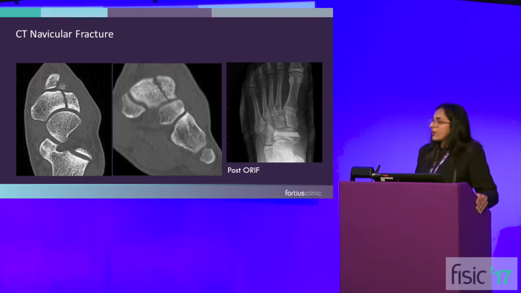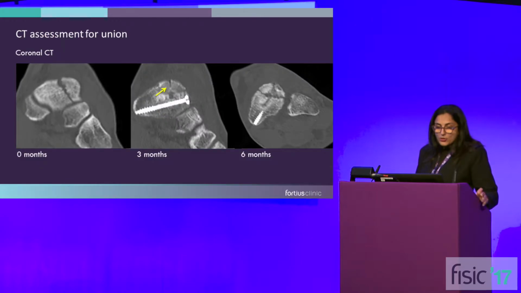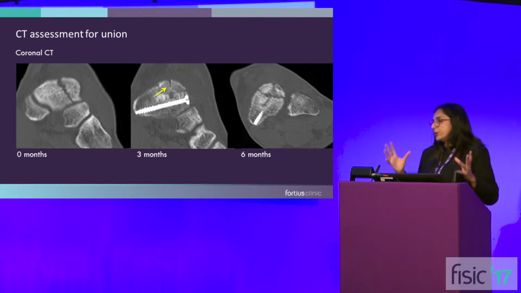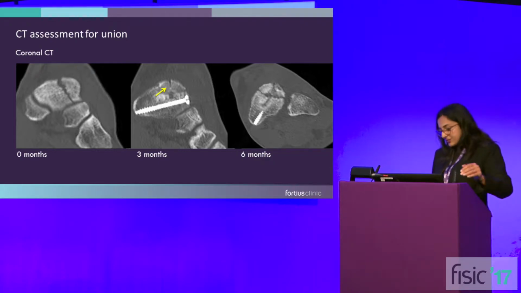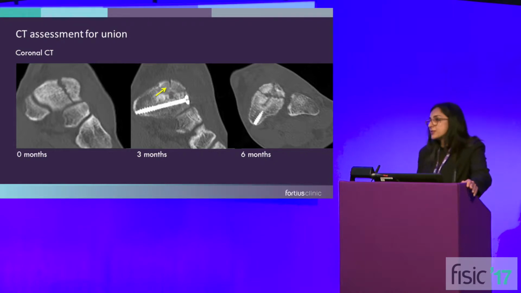So they obviously went on to have an open reduction internal fixation of that fracture. Now, how do you assess the healing of that fracture? MRI, not really going to work. You have a huge amount of blooming artifact. It will be very difficult to assess for osseous bony union. So we would do CT.